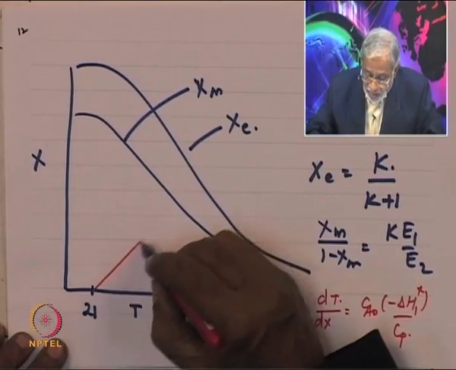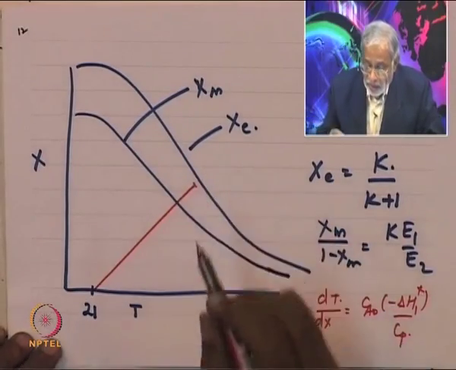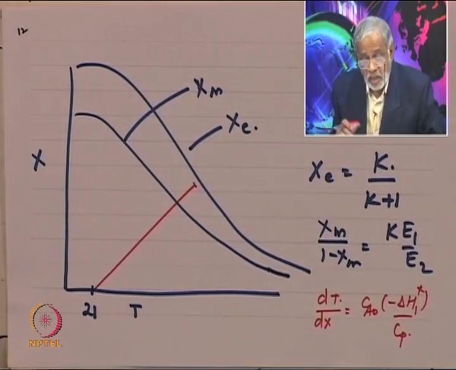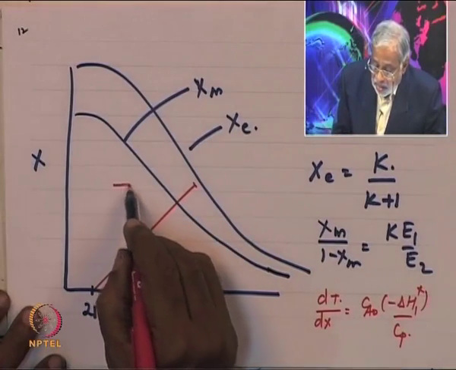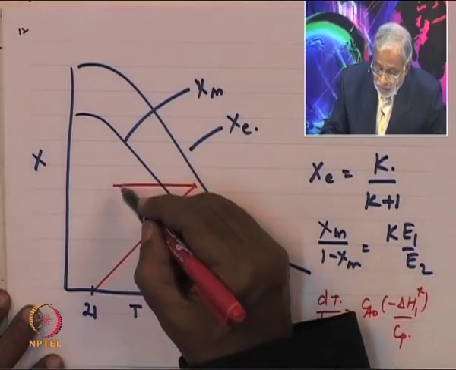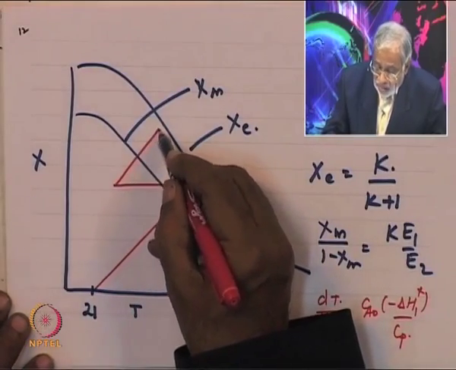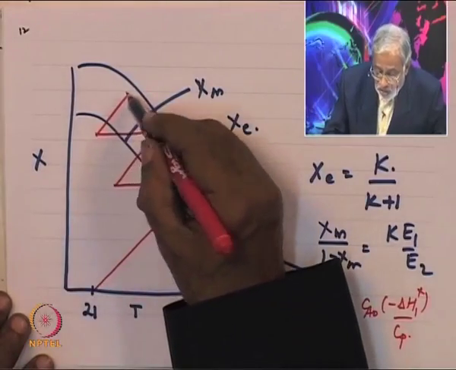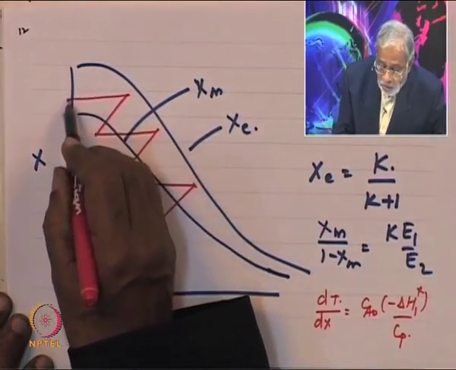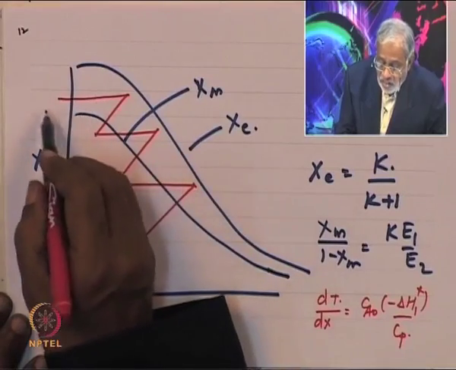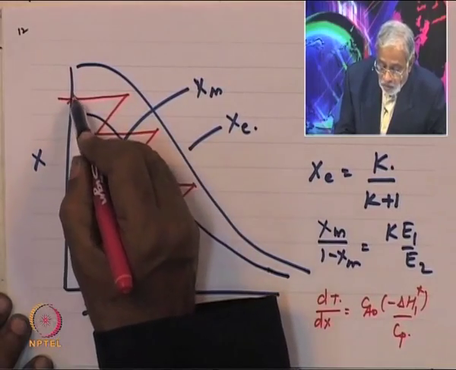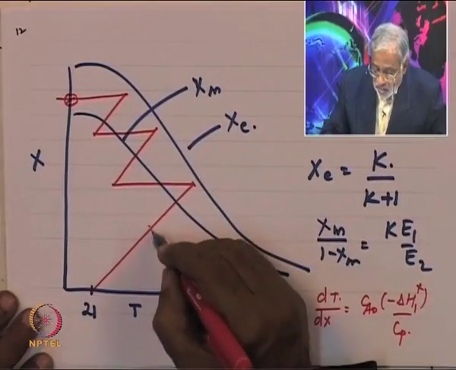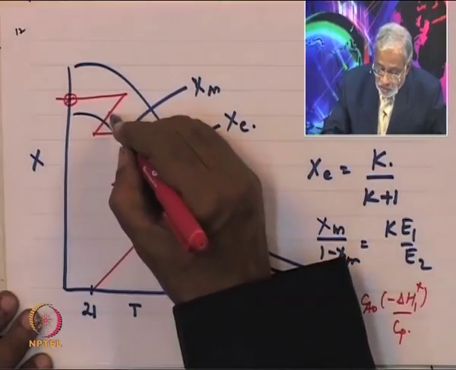We can run a tubular reactor like this and we can stop somewhere here, but that does not take us to sufficiently high conversion. Then we run an interstage cooling, then again another tubular reactor, then once again we do this. This is how we keep doing it till we achieve the points of our interest. This is stage 1, stage 2 and stage 3.